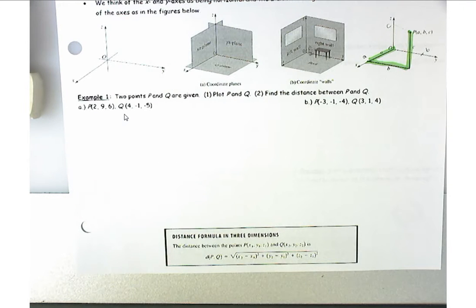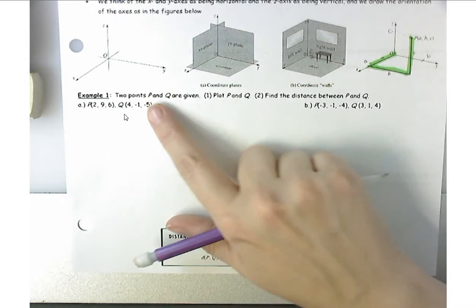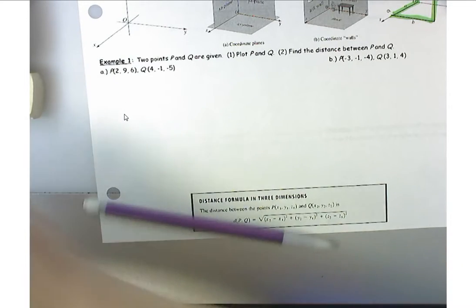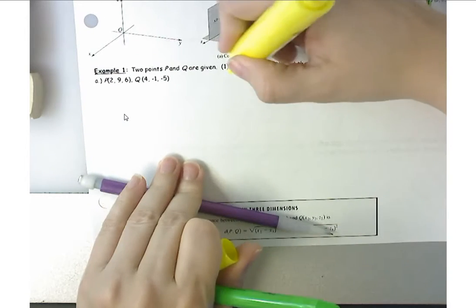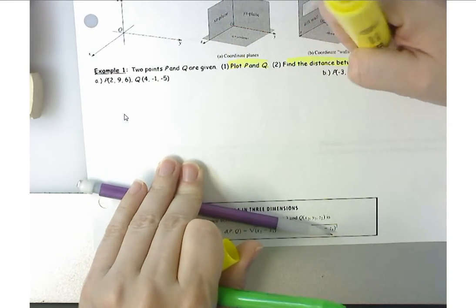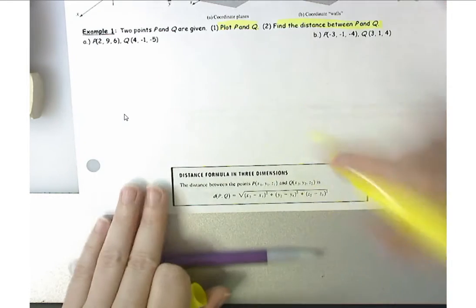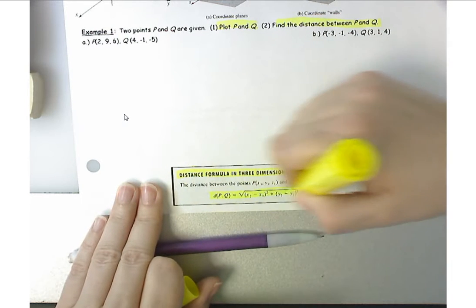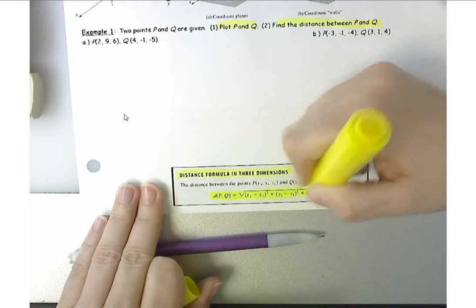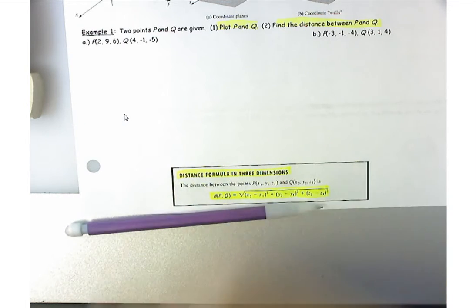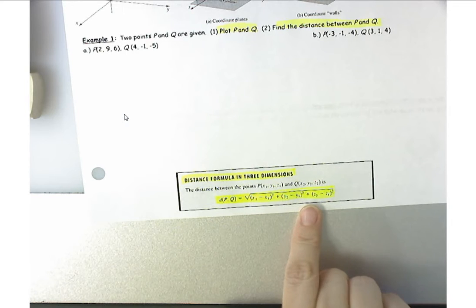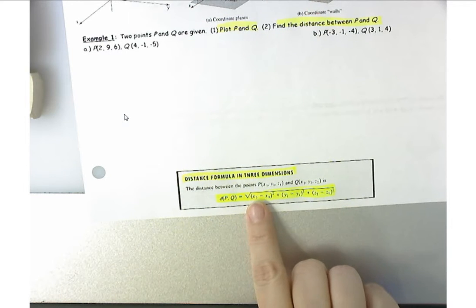So for example 1, you're given 2 points, P and Q. The first thing we're going to do is plot them, and then the second thing we're going to do is find the distance between them. Now to find the distance, you do have your distance formula in 3 dimensions. If you remember from geometry, it is going to be the same distance formula. The only difference is now you have the Z dimension. Okay, so it's the difference between the two x's squared.